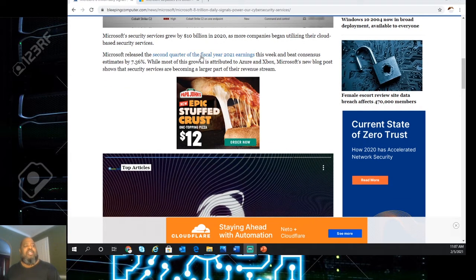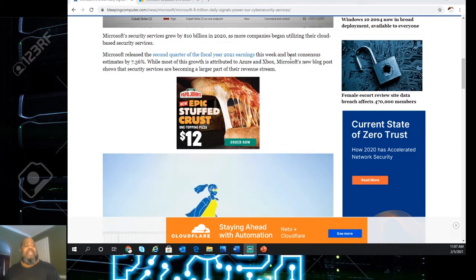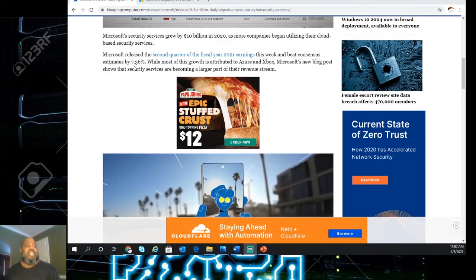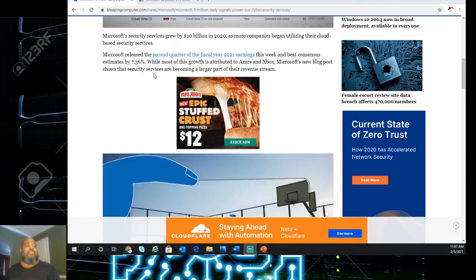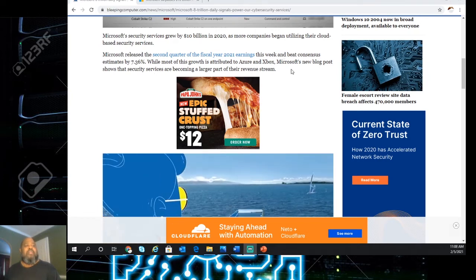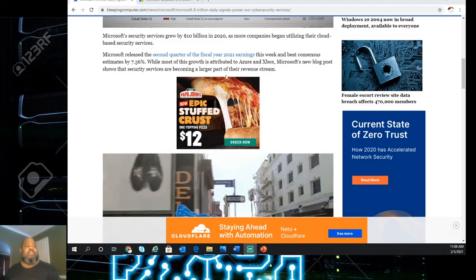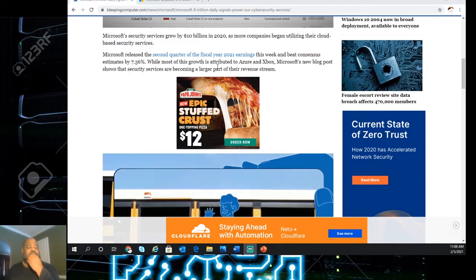Microsoft released its second quarter fiscal year 2021 earnings this week and beat the consensus estimate by 7.36%. While most of the growth is attributed to Azure and Xbox, Microsoft's new blog post shows that the security services are becoming a larger part of their revenue stream.